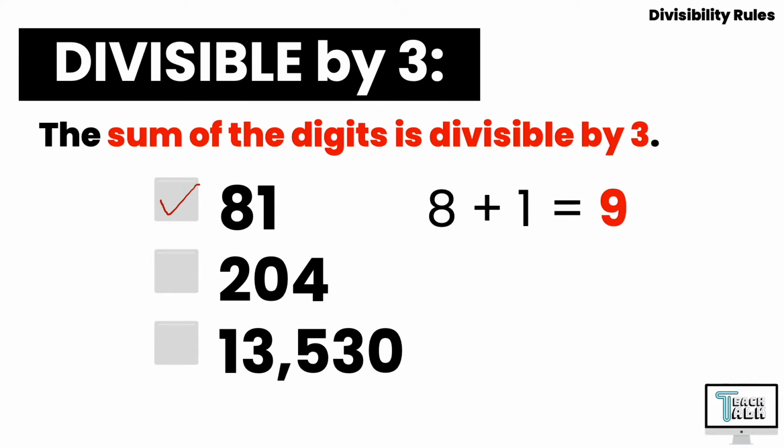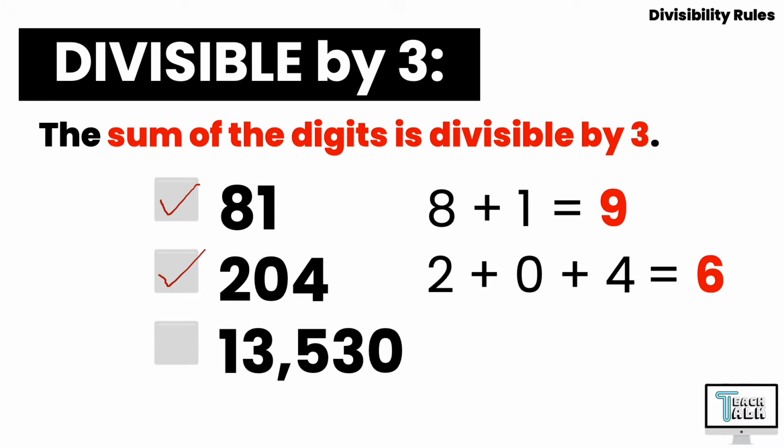So next, let's have 204. Is 204 divisible by 3? Let's add the digits. We have here 2 plus 0 plus 4. 2 plus 0 is 2. 2 plus 4 is 6. Is 6 divisible by 3? Yes. Therefore, 204 is divisible by 3.